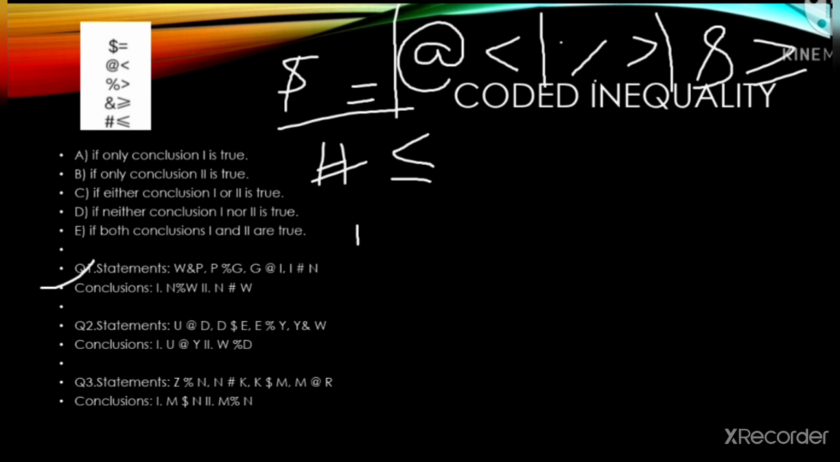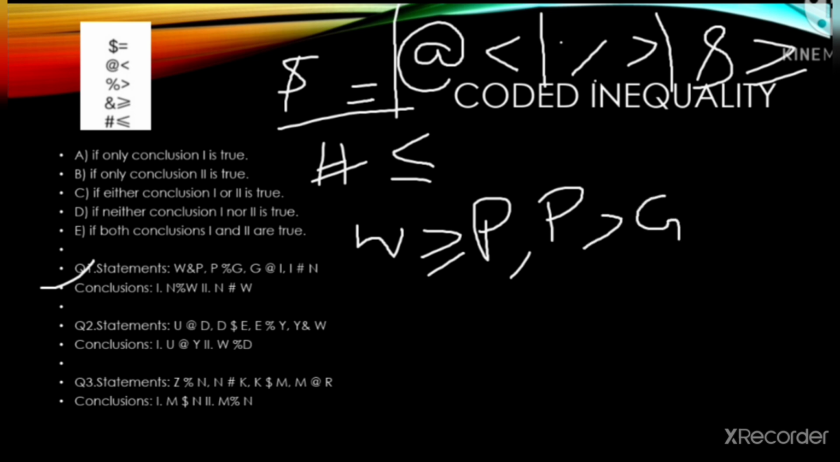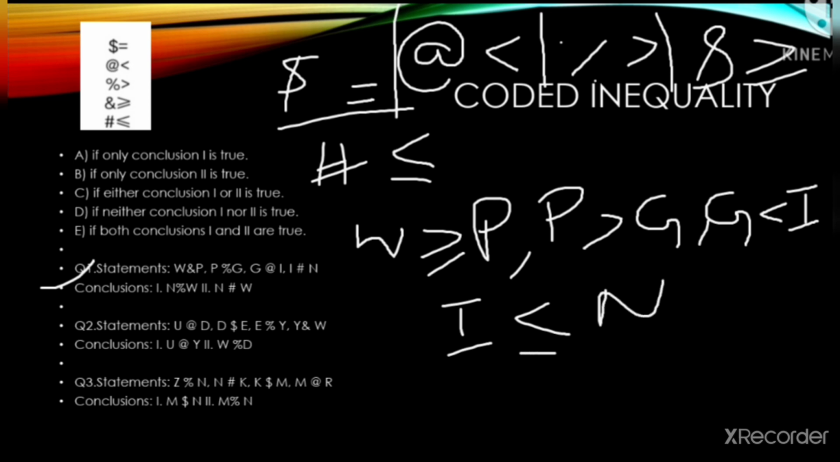So what we can write here, W and P means W is greater than or equal to P. Next is P percent G means P is greater than G. Fine. Next is G at the rate I means G is greater than I. Fine. Next is I hashtag N means I is greater than or equal to N. So in this way we need to decode all the statements. Then we will decode the conclusion here. Number 1 is N greater than W because percent means greater than.